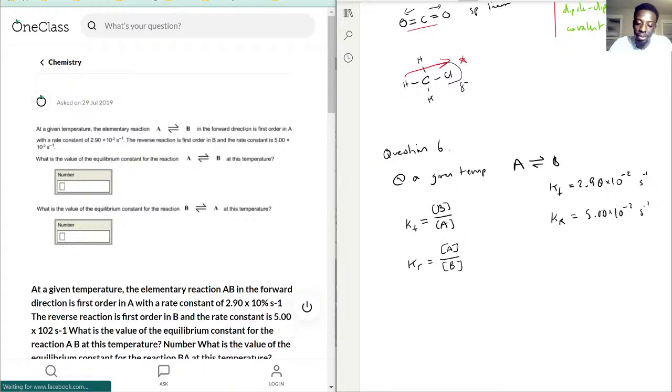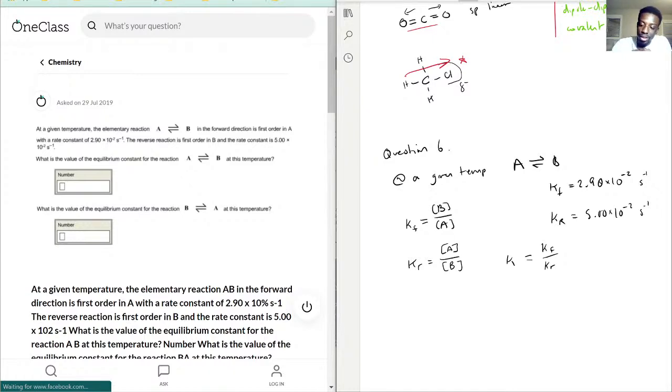So, aka, when the forward and reverse reactions are happening at the same time to form that equilibrium, you can have just K. So what you want to do then is put KF over KR for the reaction A to B. You want the forward over the reverse reaction.